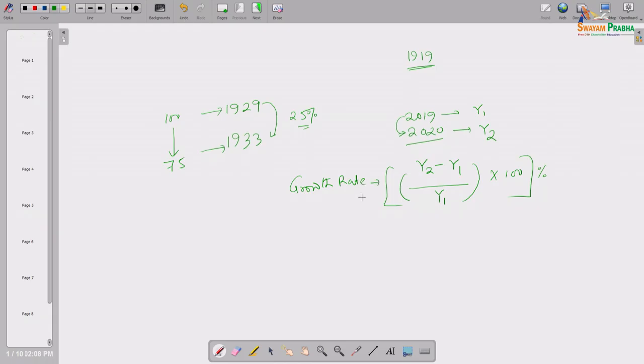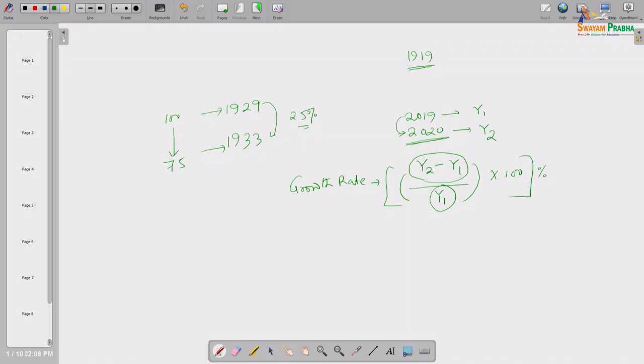So, if this growth rate is negative, what does it mean? This is some amount of GDP, some positive value is there, right. So, that means this thing is negative. That means the GDP value in 2020 becomes lower than the GDP value in 2019. As a result, this numerator Y2 minus Y1 becomes negative. As a result, the growth rate is negative, right. So, that is the thing.